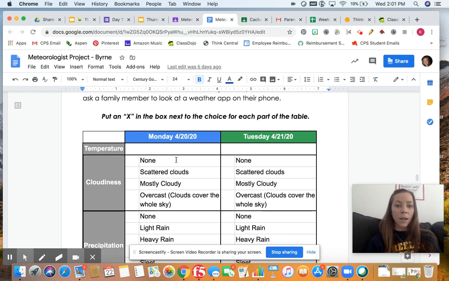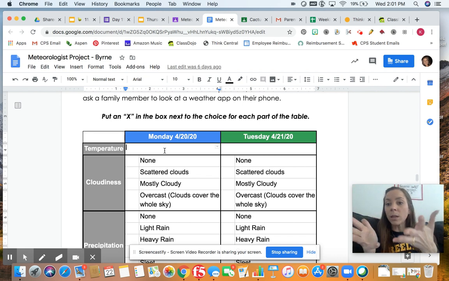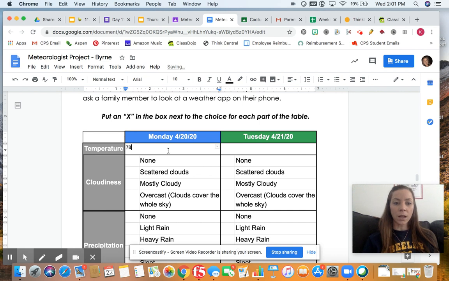Okay, and the top box, you are supposed to fill in the temperature each day. Maybe ask your parents to use a weather app, ask Alexa, watch the news, Google it on your computer, okay? Chicago temperature today, okay? And you're supposed to fill in the temperature. Then you're supposed to go in these boxes and just put an X, okay?